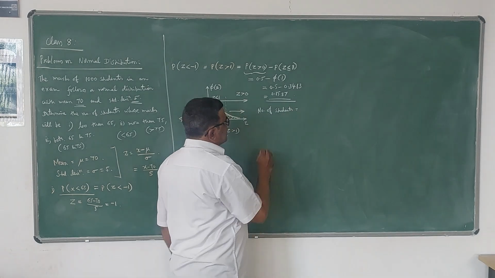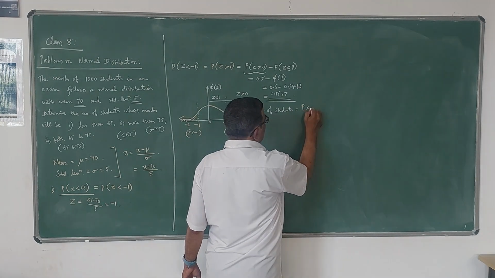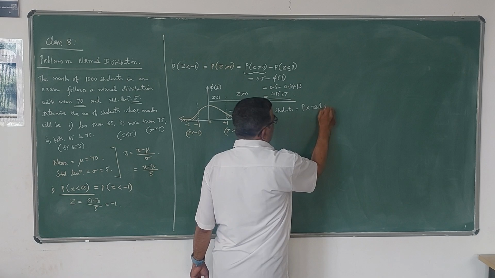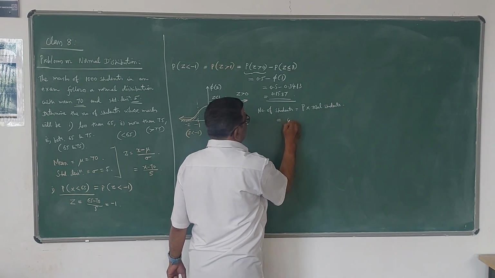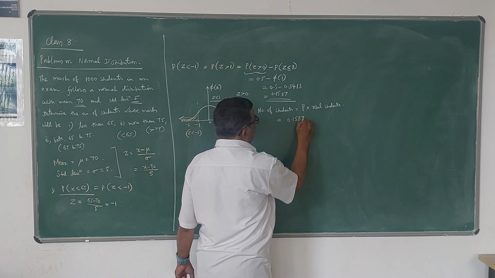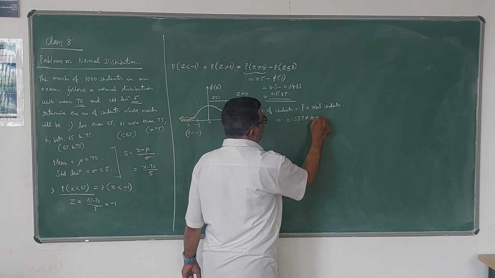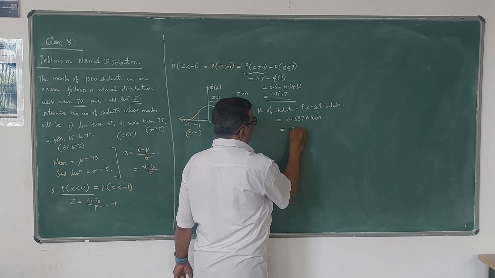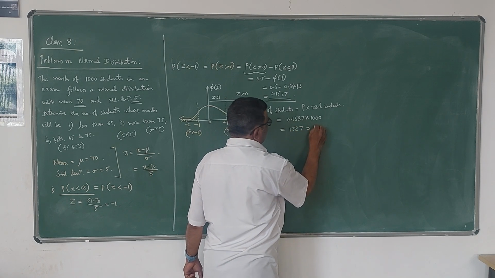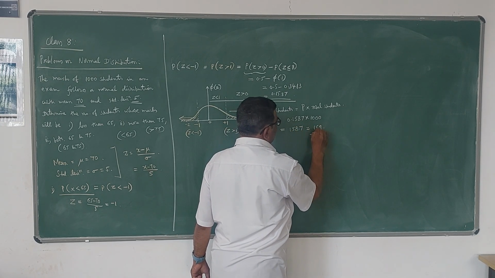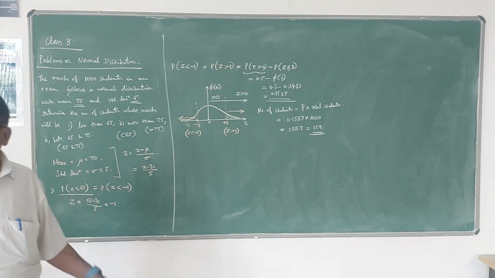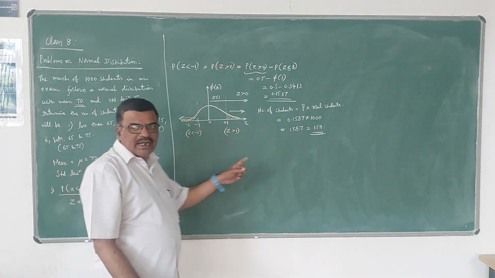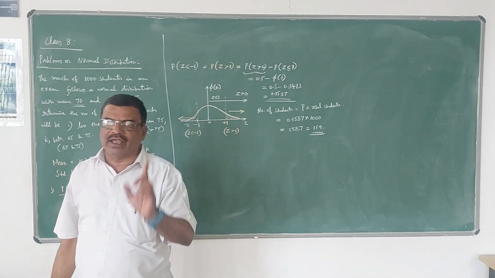Number of students is given by probability multiplied by total students. What is the total number of students here? It is given as 1000. So 0.1587 into 1000 is 158.7, which means 159. Number of students cannot be a decimal. So from 159 students, the probability of getting less than 65 marks is okay.